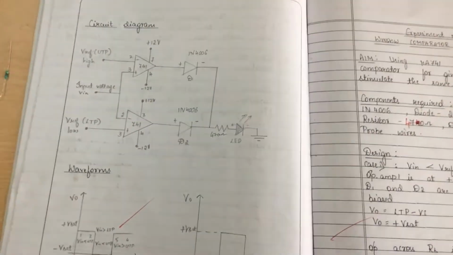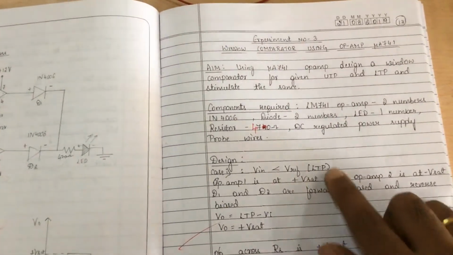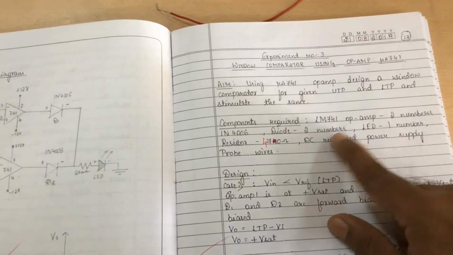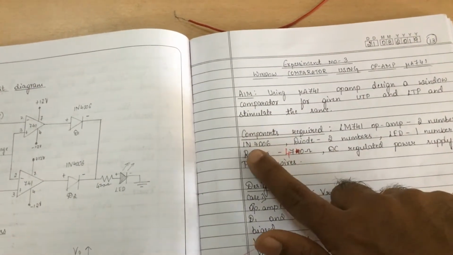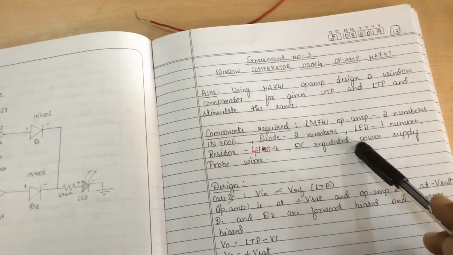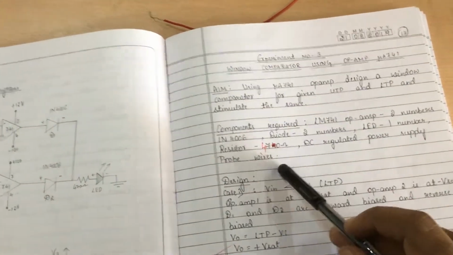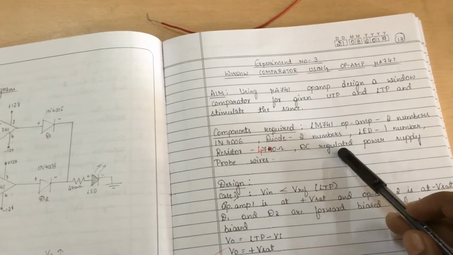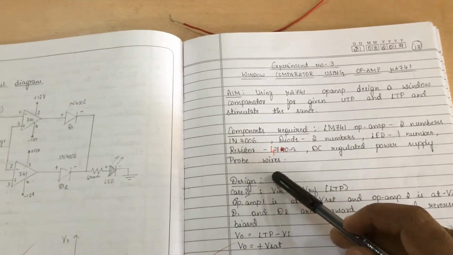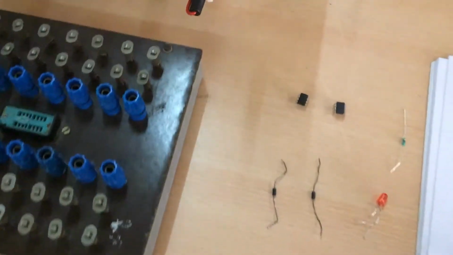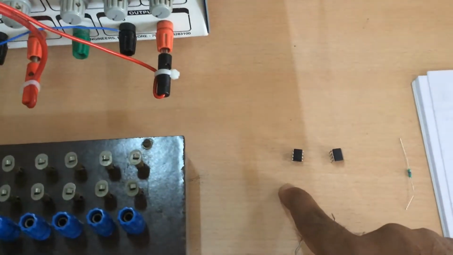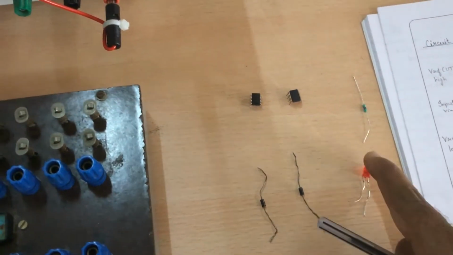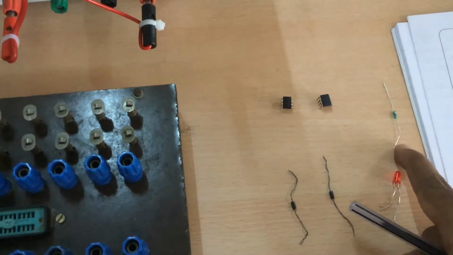The components required for the conduction of this window comparator are: we will use 2 operational amplifiers and 2 diodes, and the diode number is 4006. We want to use one LED and a 470 ohm resistor, and we will use a DC regulated power supply, probes and wires. So here we have 2 operational amplifiers 741, 2 diodes 4006, one LED and one resistor 470 ohms.